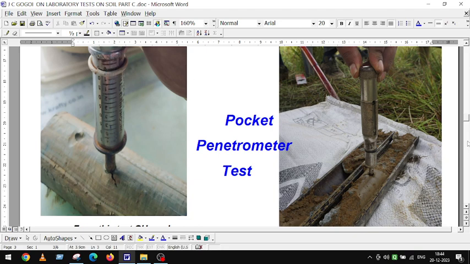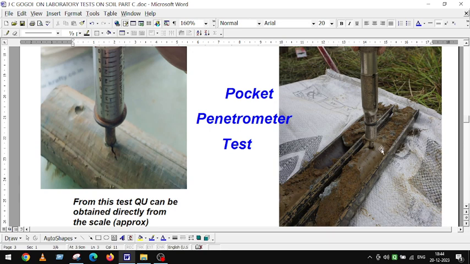In this sample, you see here it is slightly higher. It is about 1.5. In this specimen, it is 1.5. Just when the sample is coming out, we can take the measurement of compressive strength. That is what we call the qu, within a second.